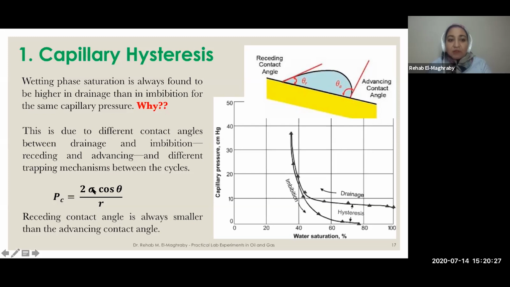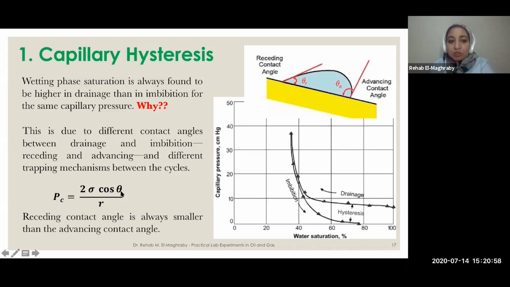Due to this difference, and if you remember, this is the capillary pressure equation. The interfacial tension between water and oil will not change. The contact angle between water and oil and your surface will not change. The radius will not change, but the contact angle is changing according to the state of the displacement. If it is primary drainage, the contact angle will be the receding one, so it will be smaller. So the cosine of the angle, if the angle is small, the cosine will be larger. So the capillary pressure will be larger.